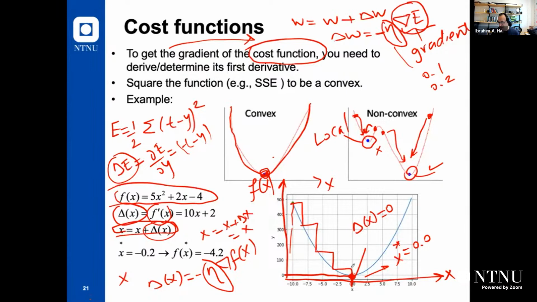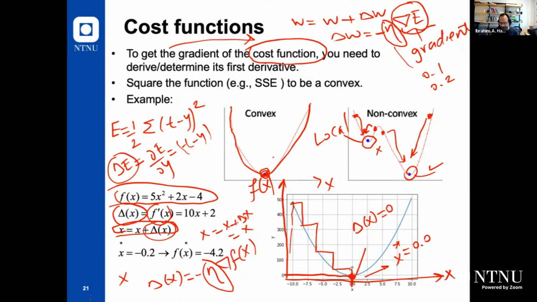So in this case, we will be stuck in that place. We will stay in that place. We will not be able to move any further because we reached our solution. So this is how we solve it, if you want to solve it using gradient descent.